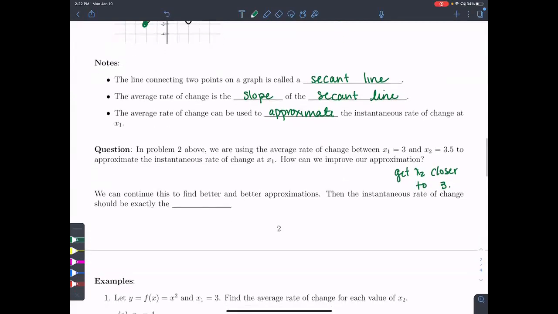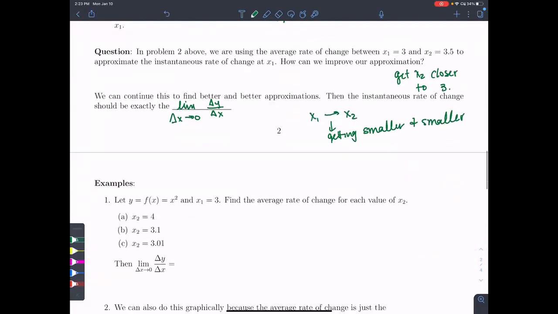So the instantaneous rate of change is exactly the limit as the change in x, so delta x, goes to 0 of the slope, so delta y over delta x. So the space between x1 and x2 is getting smaller and smaller. And as you take the limit, as that change in x goes to 0, you're actually going to find the instantaneous rate of change.